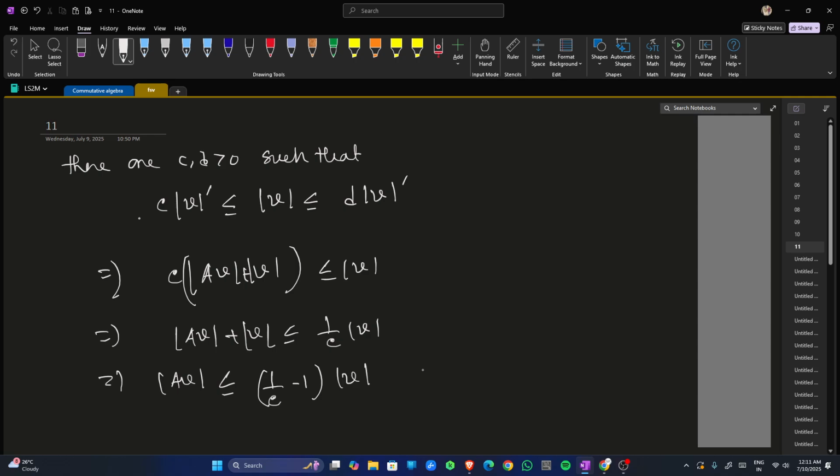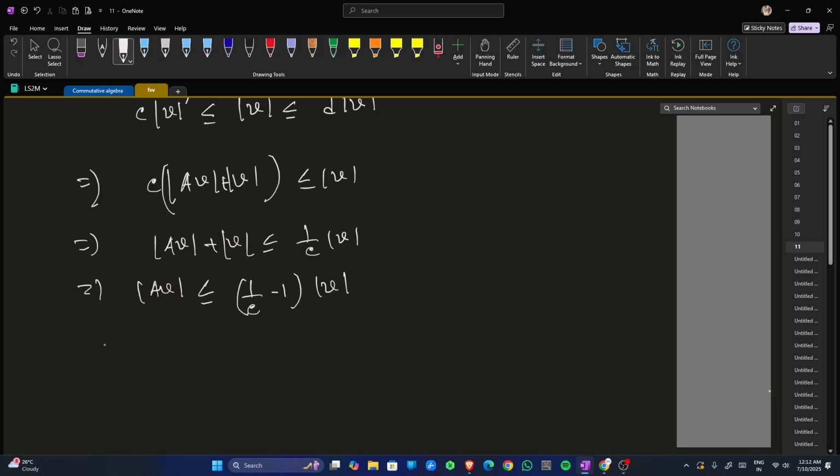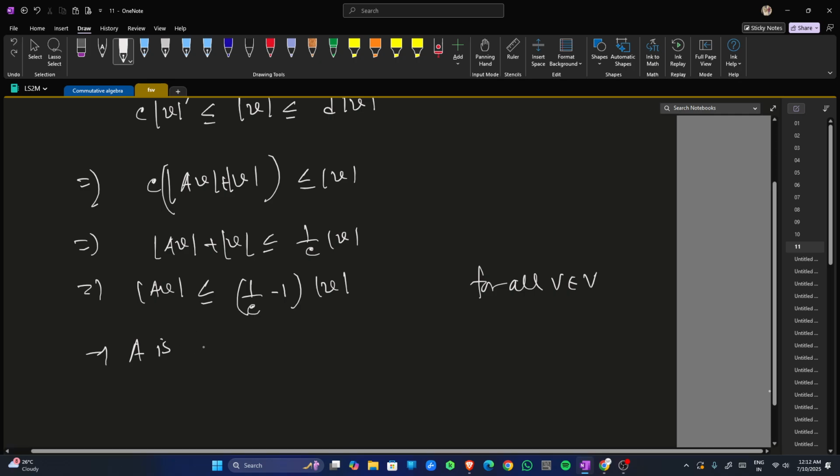Okay, so it can be negative. This proves, for all v belongs to V, this implies A is continuous.